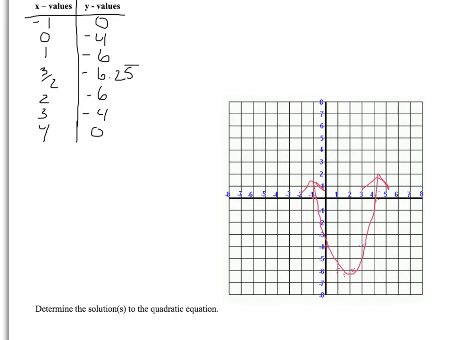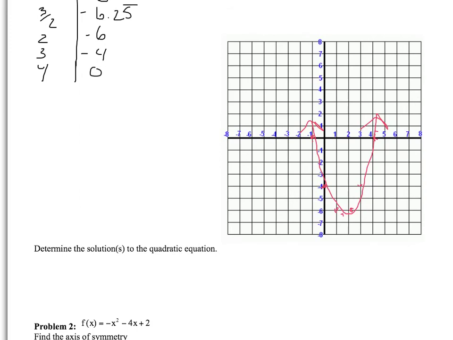Now, your solutions to the quadratic equation, if you see on the bottom here. Your solutions are where it crosses the x-axis. So I see it crosses the x-axis at -1 and 4. So my solutions are (-1, 0) and (4, 0).